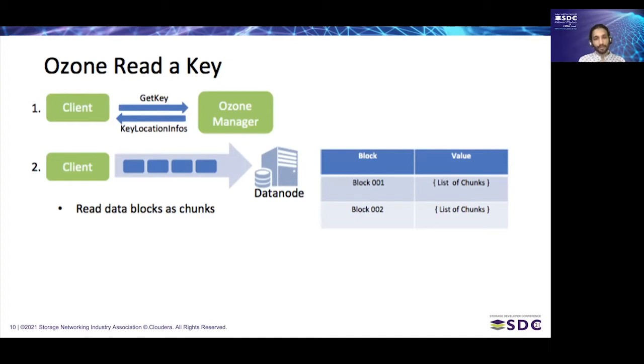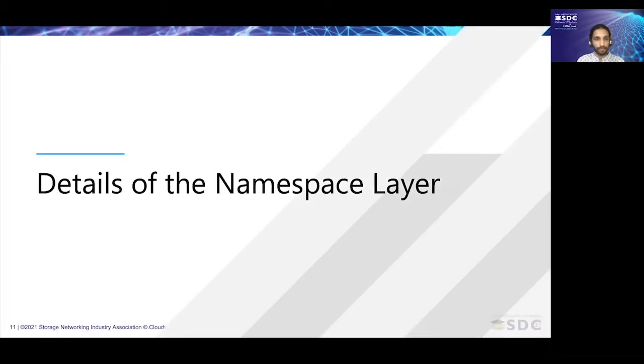The client can then communicate to the set of data nodes for the corresponding block, and it can issue read requests to read the block data. So this is how the write and read key workflow looks like for Ozone.